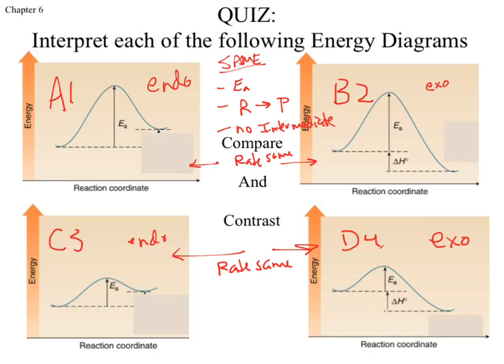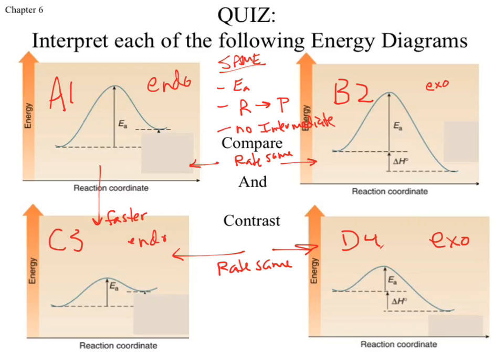It's close enough. What's happening between A and C? C should be faster than A because its activation energy is lower. How about D versus B? Same deal, D should be faster. Okay? So you kind of get the idea on what you should be interpreting off of these.